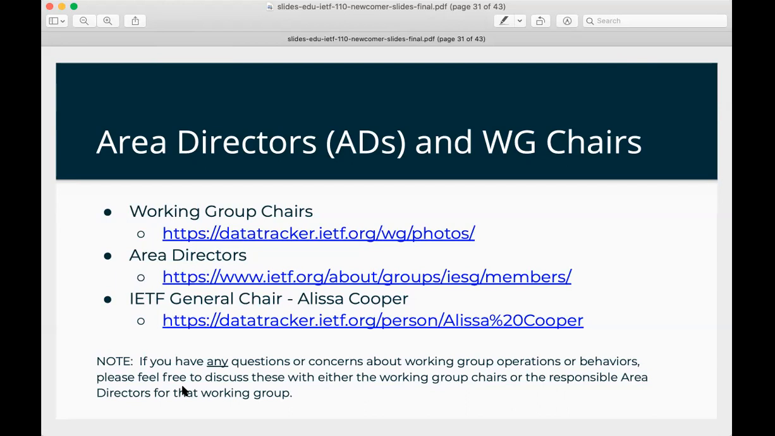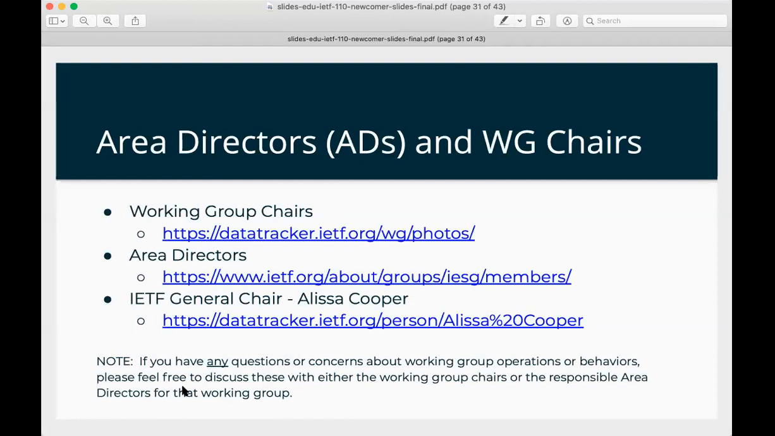So at this meeting, you will see some of the area directors stepping down and new ones being put in their place. And after 4 years of service, Alyssa will be stepping down at this IETF, and Lars Eggert is going to become the new general chair of the IETF.